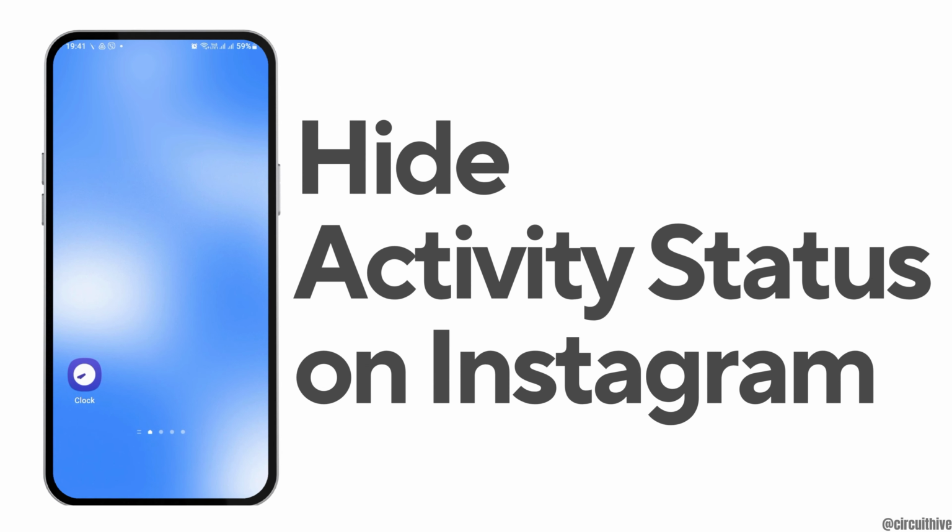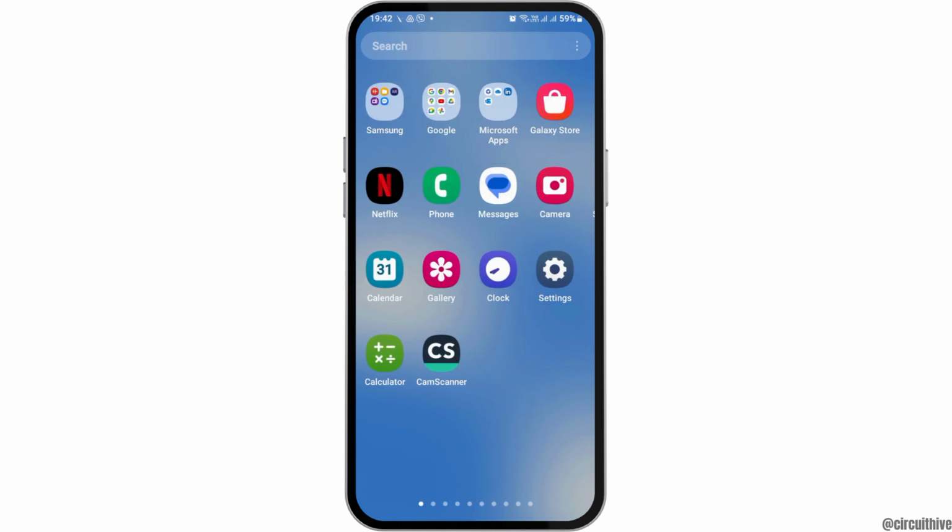How to hide Active Now activity status on Instagram. If any day you are an Instagram user and you would like to hide your Active Now activity status on Instagram because you would like to remain offline on the Instagram application, but you do not know how to do that, just follow the following steps.